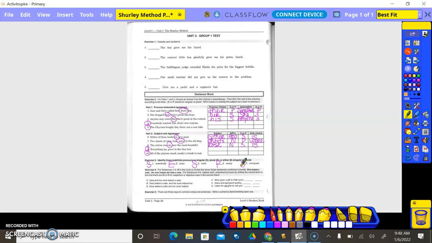For sentences 1 through 3, follow the circle again. That shows these sentences combined correctly. Gina baked a cake. Her sons helped her bake a cake. And for sentences 4 through 6, replace each underlined pronoun by writing the correct form in the first blank. Then S or O for subjective or objective case in the second blank. So which ones would we color in the dots for on 1 through 3? 1. And there's one more.